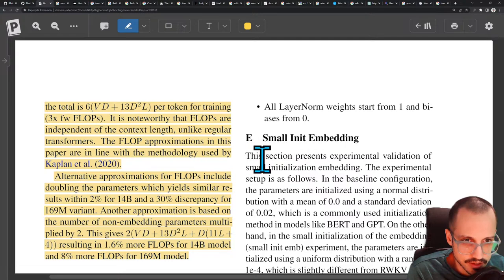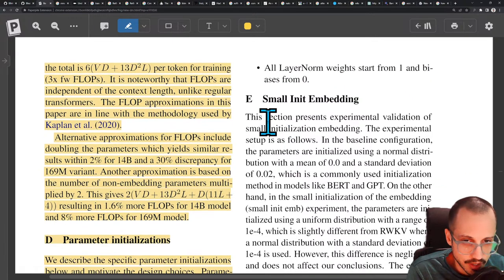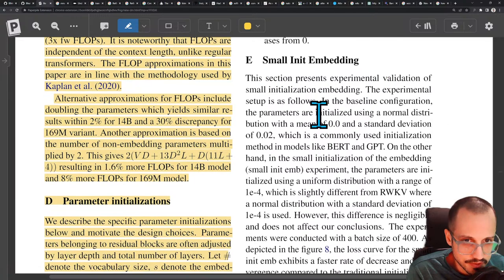Small init embeddings. All layer norm weights start from 1 and biases from 0. Experimental validation of small initialization embeddings. The experimental setup is as follows.